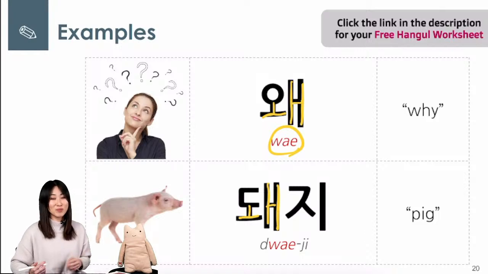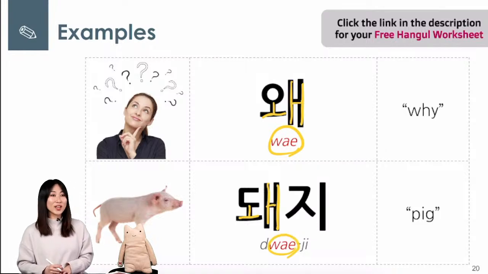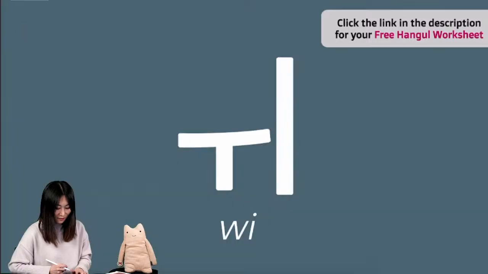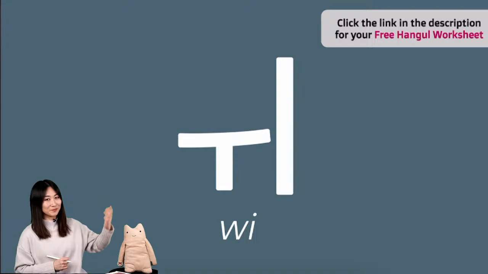This is how pig makes sound. It's not oink, oink. It's 돼지, pig. And let's move on to the next alphabet. Woo! We are covering many alphabets today, right?